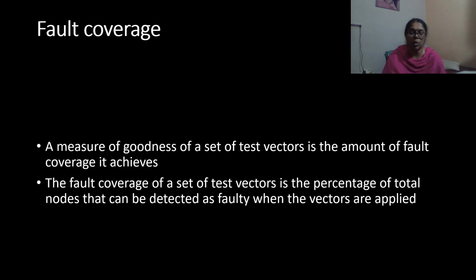A circuit with no nodes artificially set to 0 or 1. When a discrepancy is detected between the faulty machine and the good machine, the fault is marked as detected and simulation is stopped. This is repeated for setting the node to 1. In turn, every node is stuck artificially at 1 or 0 sequentially. The fault coverage of a set of test vectors is the percentage of total nodes that can be detected as faulty when the vectors are applied.